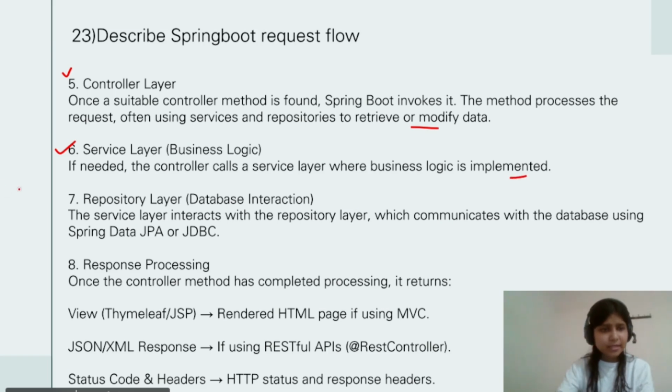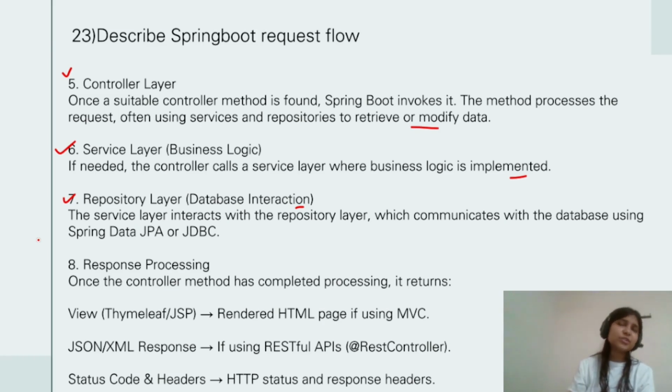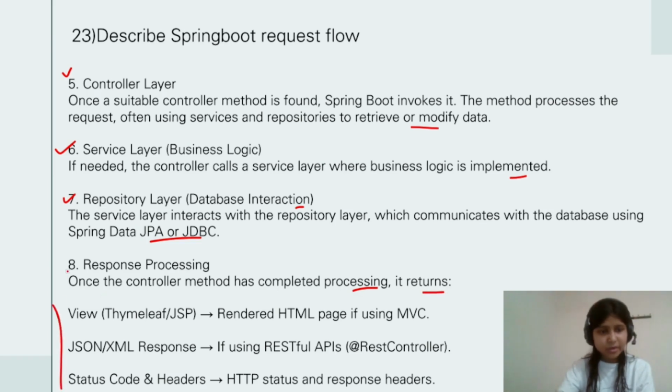And then we have the repository class, for database interaction. I have already mentioned you can extend the JPA repository, or you can extend the CRUD repository. So basically, repository interaction with the database. The service layer interacts with the repository layer, which communicates with the database using Spring Data or JDBC. Response mapping: once the controller method has completed processing, it returns. What it will return, that we have to remember. Okay, first, a view.